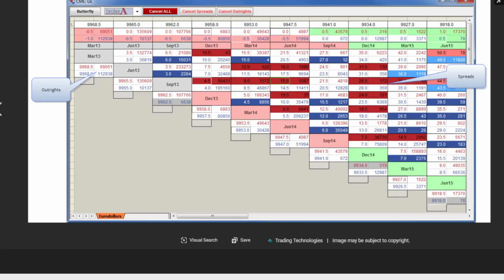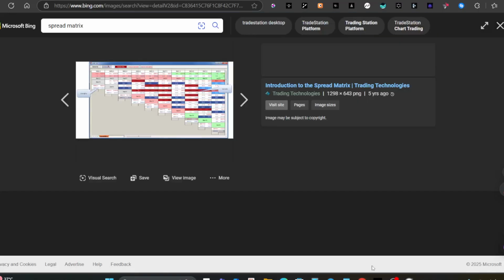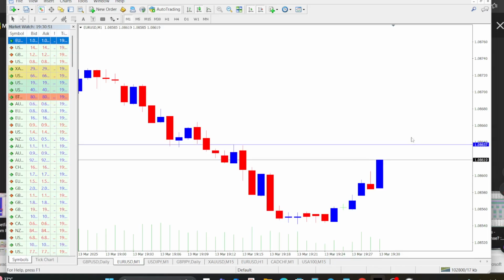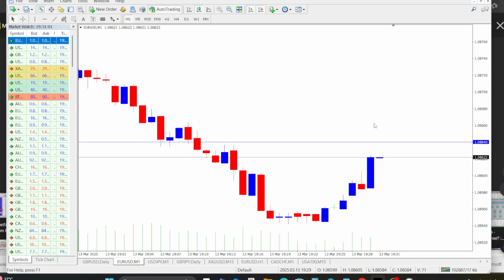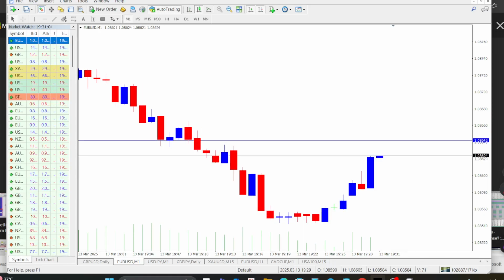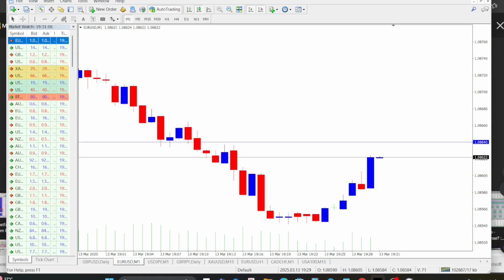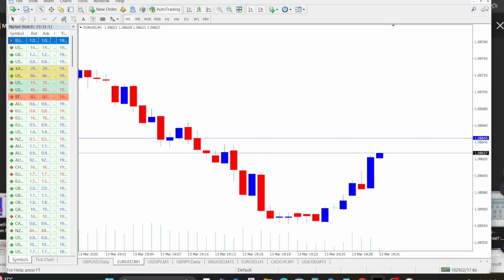Also, watch for spread expansion during news events. High impact news can actually cause spreads to widen dramatically, leading to unexpected losses. If you see spreads widening rapidly on your matrix, consider holding off on entering trades until the market stabilizes. So by incorporating the spread matrix into your trading routine, you can improve execution, reduce unnecessary costs, and make smarter decisions based on real-time market conditions.